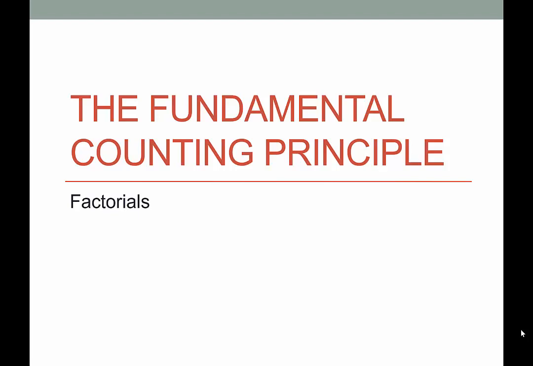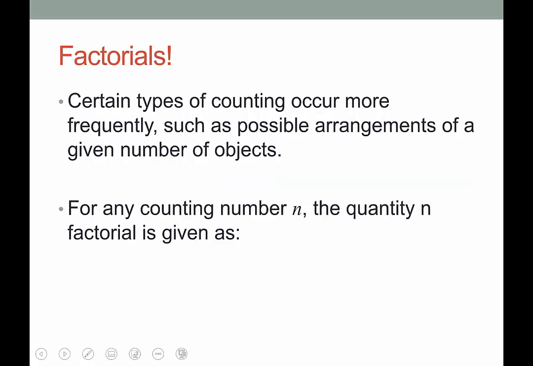In this video, we're going to look at the fundamental counting principle, specifically focusing on factorials. So factorials. Certain types of counting occur more frequently, such as possible arrangements of a given number of objects. For example, if I had 5 different candy bars, how many different ways could I consume the 5 different candy bars where I have one right after the other?